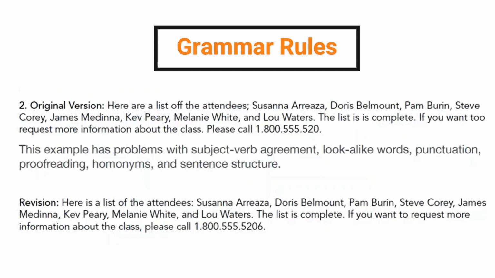So, subject verb agreement, look-alike words, punctuation, proofreading problem, homonyms. Homonyms means same sounding, different meaning, and different spelling. And sentence structure is this, like no comma in a compound sentence. That's a structure problem. And so we fixed it. And when we fixed it, you see everything has been rectified. You see the colon, but you still see the Oxford comma because they are following US style. Rest everything is fixed.